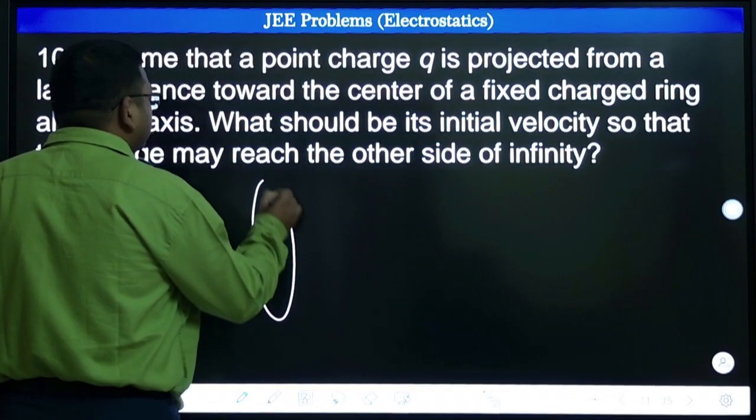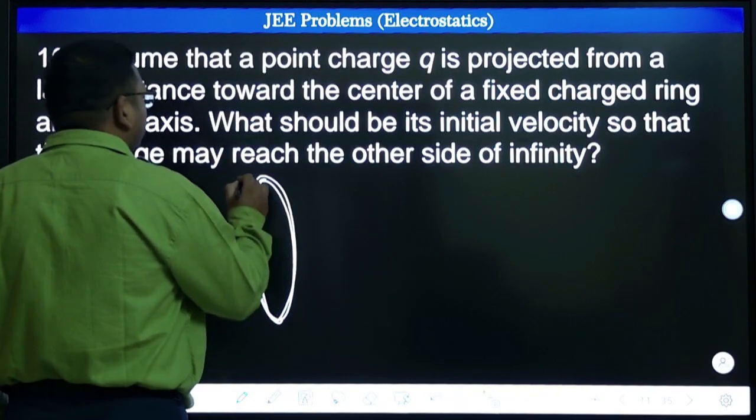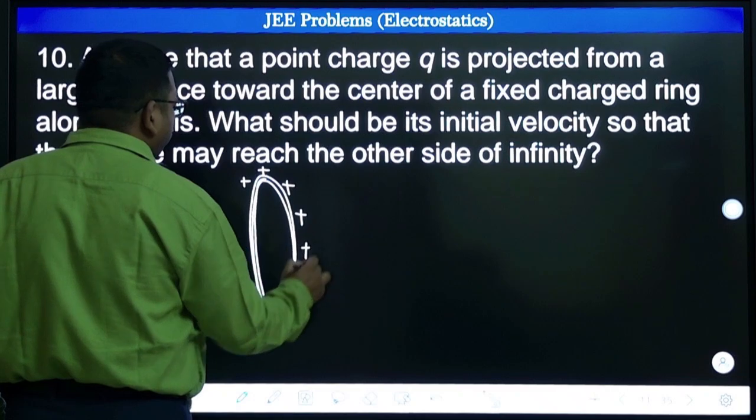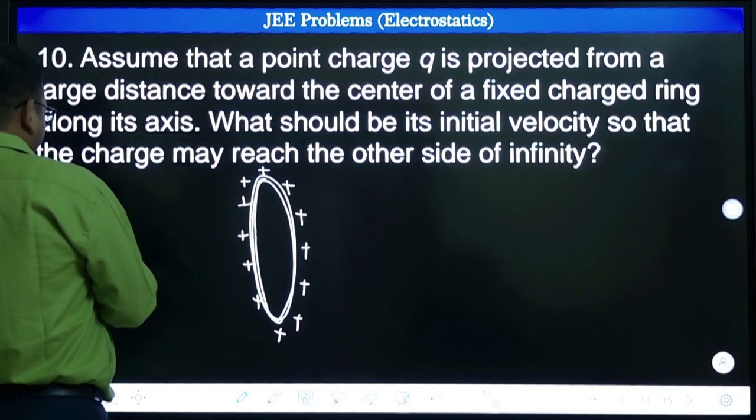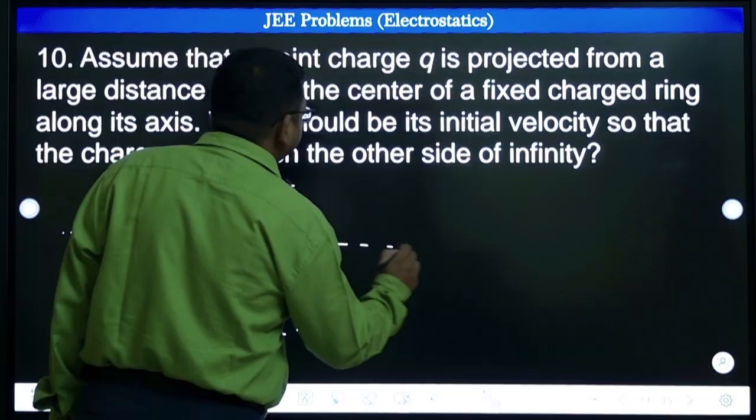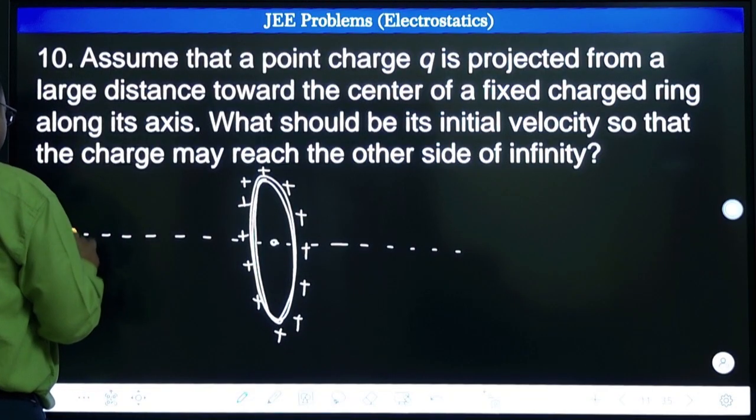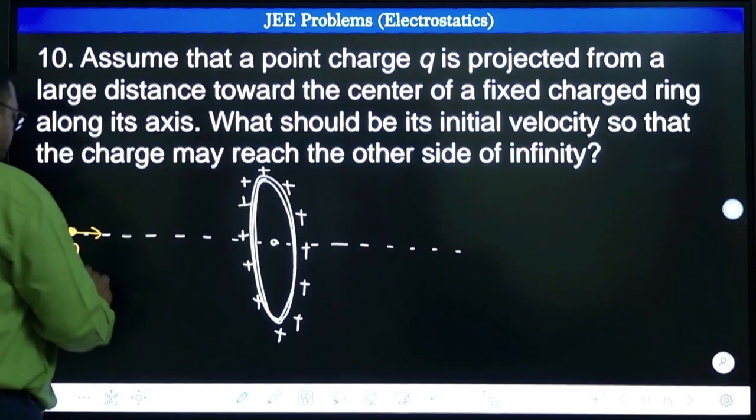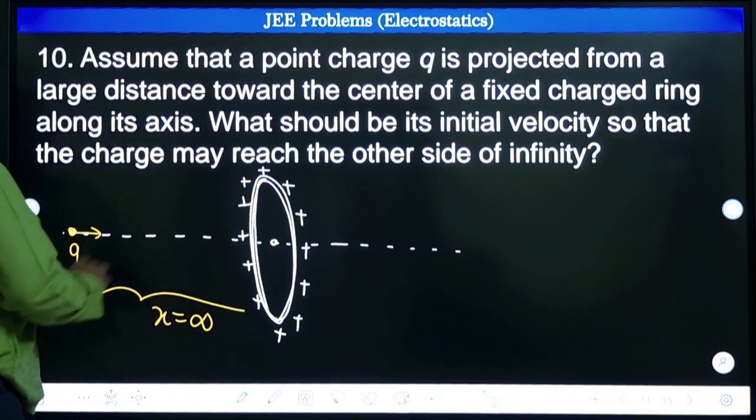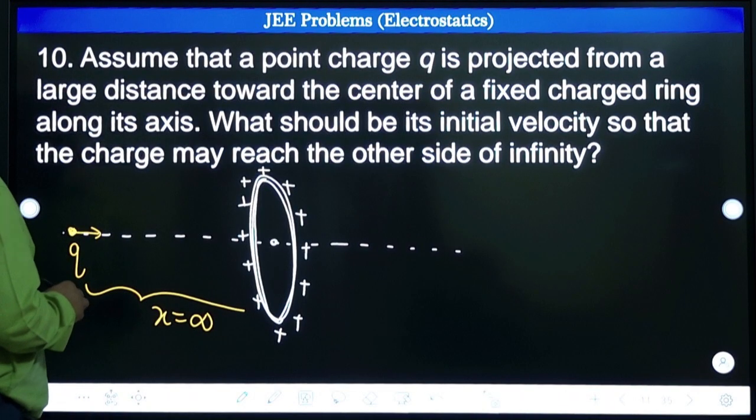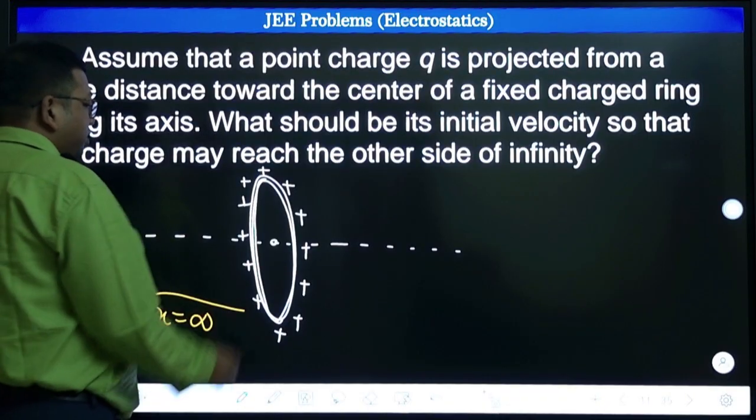Suppose this is a charge ring and this charge ring is fixed, it is not moving. Some charge distribution will be there, and from a very large distance along its axis, a charged particle is projected. This distance is very large, which means you can consider this distance is infinity, and you are projecting with some speed. What should be the initial speed? Let us say this speed is u, and its radius is r.